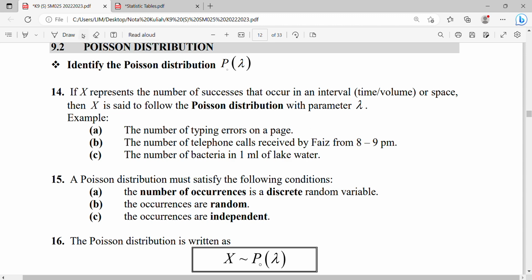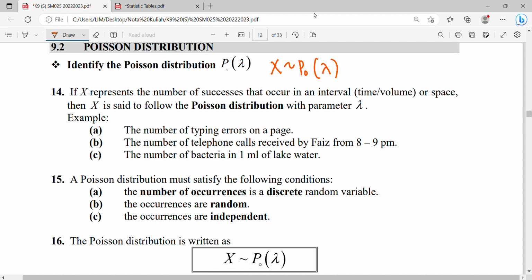So for Poisson distribution, what's your parameter? Your x still indicates a discrete random variable. X itu masih lagi keadaan yang discrete macam number of typing, number of telephone calls, number of bacteria. All these x are discrete random variables. So when it is distributed Poisson, your parameter is lambda. What is lambda? Lambda is the mean.